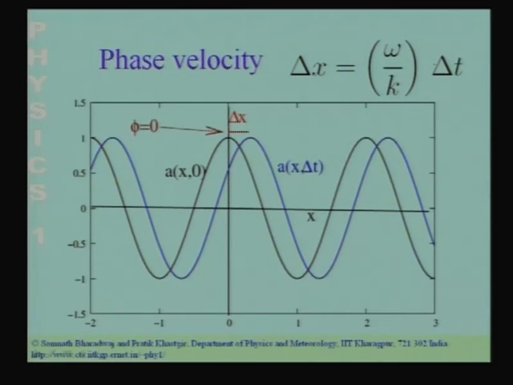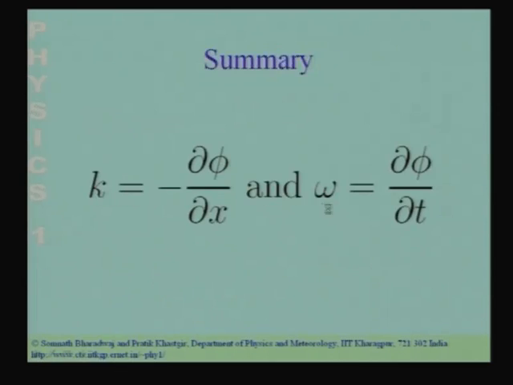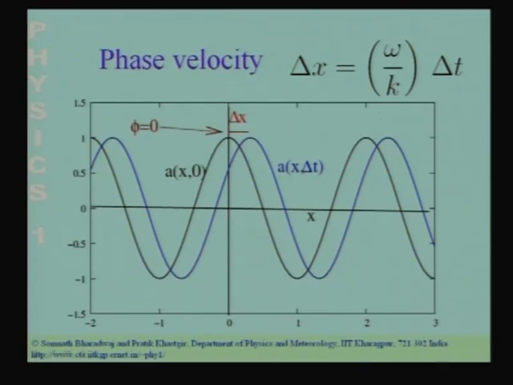If you take this change in x and put it in here, then you will find that the phase is again 0. So, after a time delta t, the phase is 0 at the point delta x, which is omega by k into delta t. So, after a time delta t, the point where the phase is 0 has moved a distance delta x, equal to omega by k into delta t, from here to here.